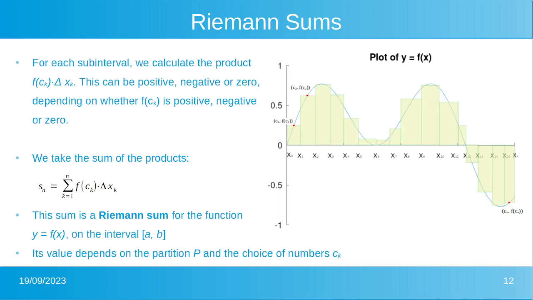or if we selected our ck values in a slightly different position, and that corresponded to different f of ck values, then we'd expect that our product for each subinterval, f of ck multiplied by delta xk, would change, because our value of f of ck would change and our value of delta xk would change. So the value of the Riemann sum is going to change depending on how we create our partition and on how we choose our ck number for each interval.